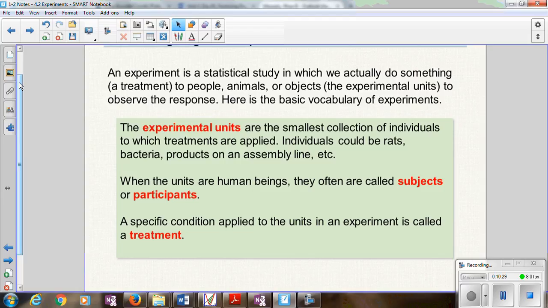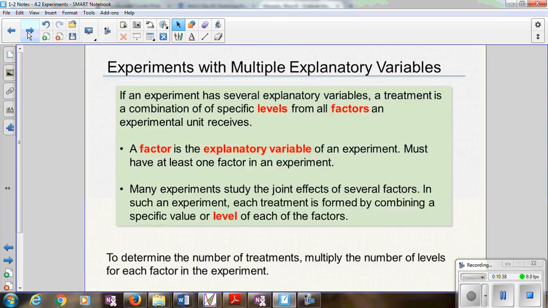And a specific condition applied to the units is called, in an experiment, a treatment. And again, it's just that condition that we impose to gauge a reaction. We often want to combine several explanatory variables. And when this happens, we often use a combination of what we call levels and factors that the experimental unit receives. The factor is basically one of the explanatory variables of an experiment. They mean the same thing. Factor is an explanatory variable. And there always has to be at least one factor in an experiment.